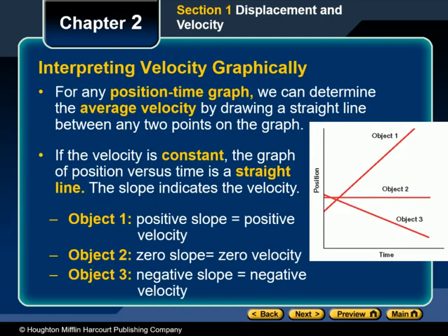The figure on the screen here represents straight line graphs of position versus time for 3 different objects. Object 1 has a constant positive velocity because its position increases uniformly with time. Thus, the slope of this line is positive. Object 2 has 0 velocity because its position does not change, meaning the object is at rest. Hence, the slope of this line is 0. Object 3 has a constant negative velocity because its position decreases with time. As a result, the slope of this line is negative.